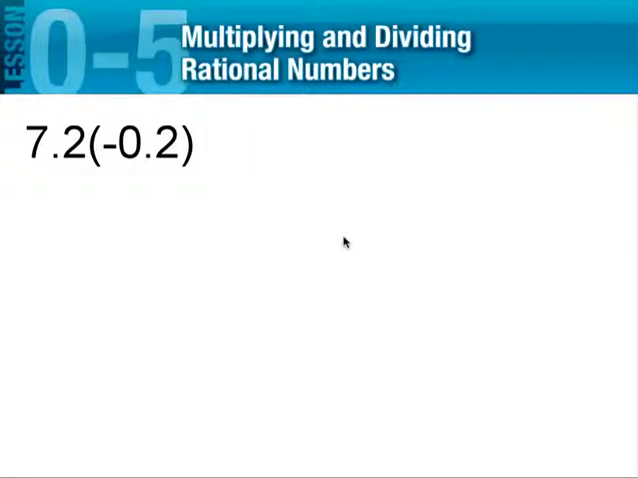Yesterday we did adding and subtracting. Today we're going to do multiplying and dividing. So up here on the board, you're going to notice our very first problem. We're going to multiply the 7.2 by the negative 0.2.